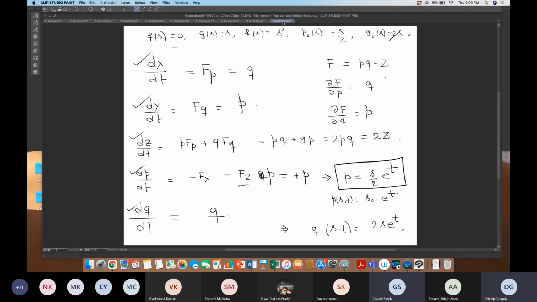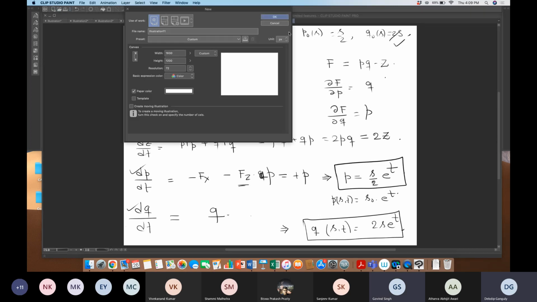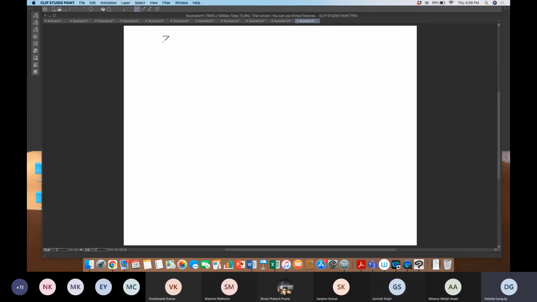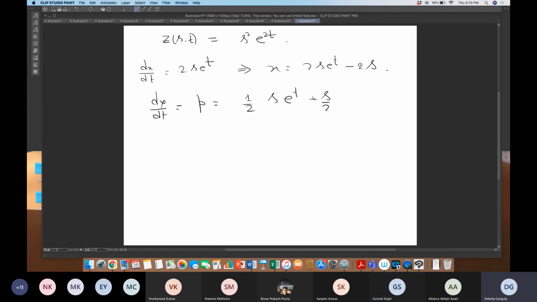Yes, right, because you have 2s. And what is z of (s, t)? Z of (s, t) you will get s squared e to the power twice t. Also dx by dt is 2s e to the power t. This implies x equal to 2s e to the power t minus 2s. dy by dt is nothing but p, that is equal to half s e to the power t, so y is s e to the power t by 2 minus s by 2.